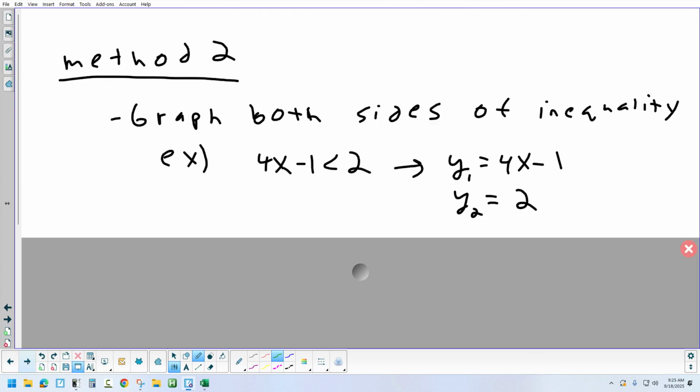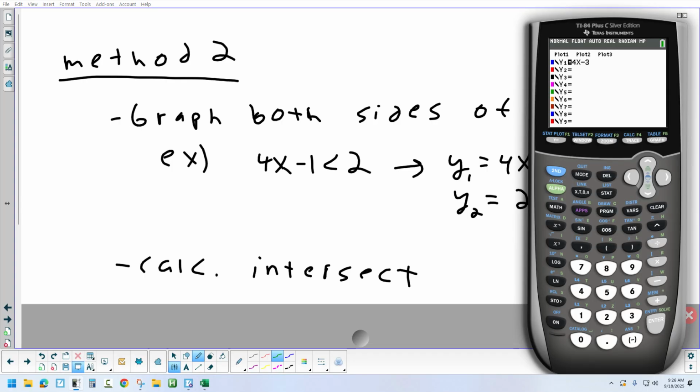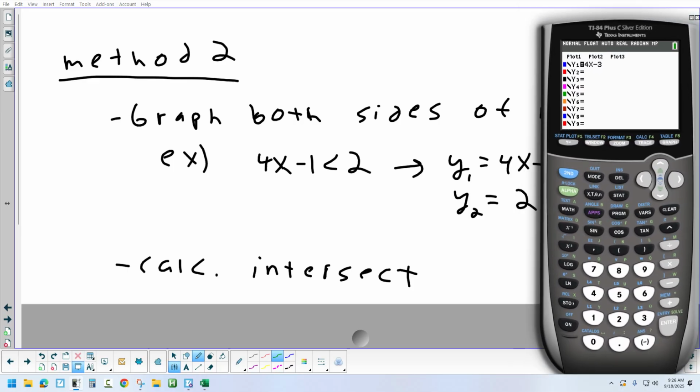Now, calculating a 0 is one way to do it. Or we can also calculate an intersect. With the intersect method, you don't have to get 0 on one side. You leave the problem the way they give it to you. You take the left side of the problem, you put it in y1. Take the right side of the problem and put it in y2. So it's the same problem we already did. This time I'm going to do it as an intersect. So take the problem that they gave me, put the left side in y1, put the right side in y2, do your zoom 6.